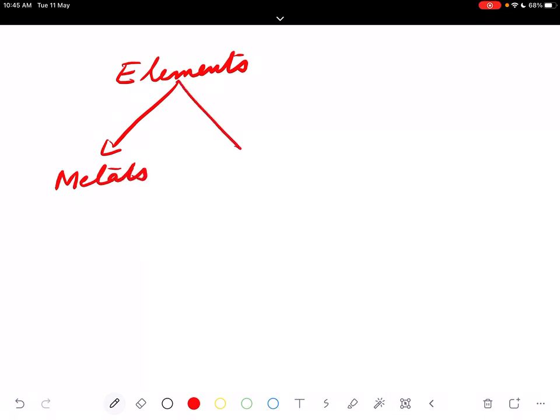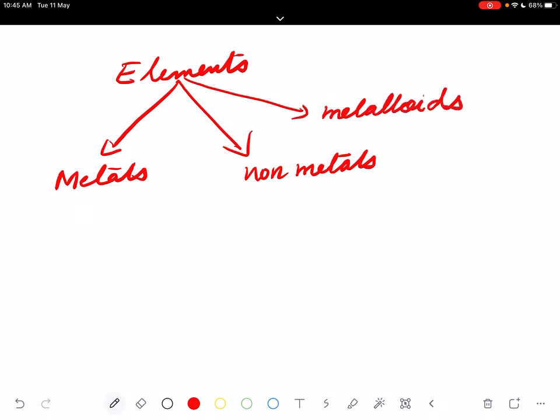Now, one more category we learned in elements. Remember elements? Elements are classified into metals, nonmetals, and metalloids. Now, the third category we have to learn is metalloids. There are a few elements which possess the characteristics of both metals and nonmetals. These are actually the borderline elements and are known as metalloids.